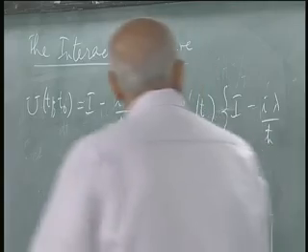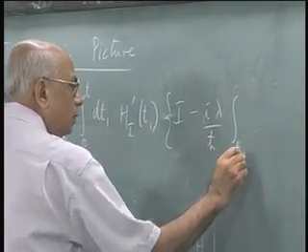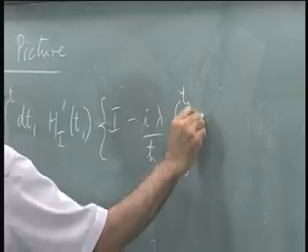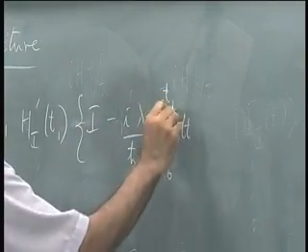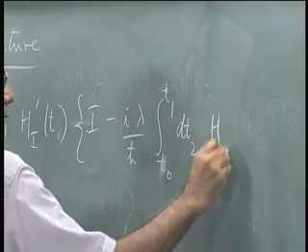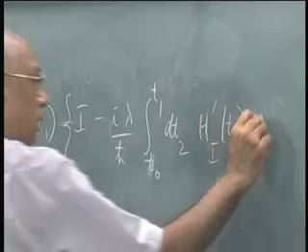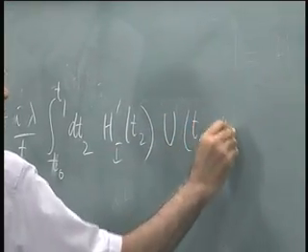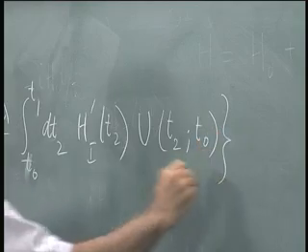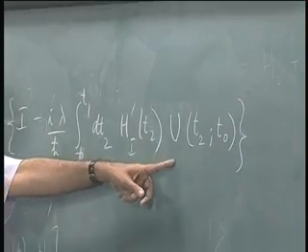So this would be I lambda integral T0 to some T1, sorry, dt2 Hi prime of T2, and what would appear inside here is u of T2 with T0, for which I would again put I and so on.